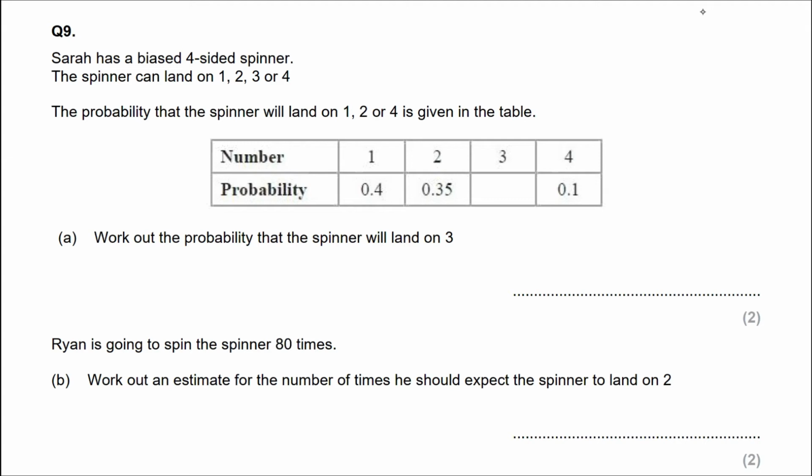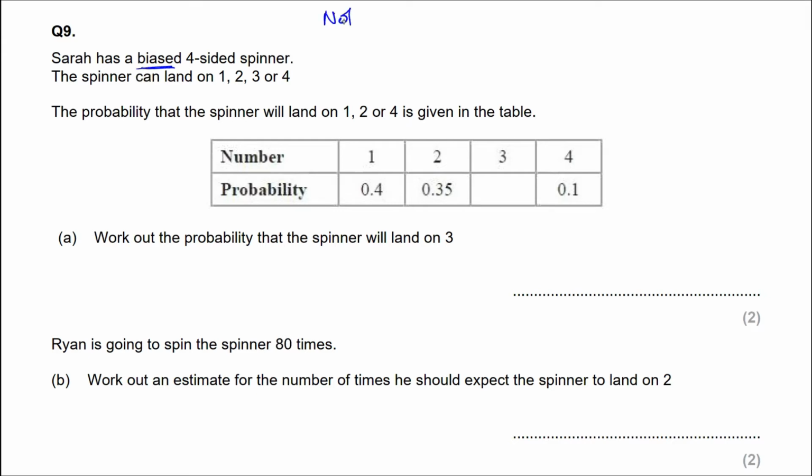In this question, we are given a table showing the probability distribution of numbers 1, 2, 3 on a biased spinner. So there are a few things that I want to go through here before we work out this question.